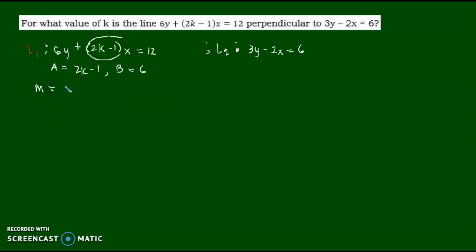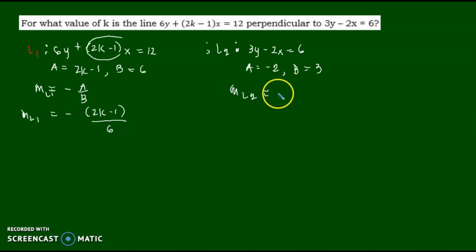So, where slope is equal to negative a over b. Substitute. So, negative, then the value of a is quantity of 2k minus 1 over the value of b, which is equal to 6. Okay, so this is the slope of line 1. How about line 2? So in this case, the value of a is equal to negative 2, where the value of b is equal to 3. Again, using negative a over b to find the slope. So therefore, the slope of line 2 is equal to negative, where a is equal to negative 2 over 3. So therefore, the slope of line 2 is equal to positive 2/3.